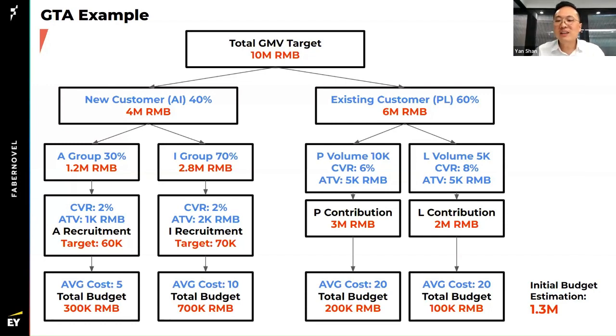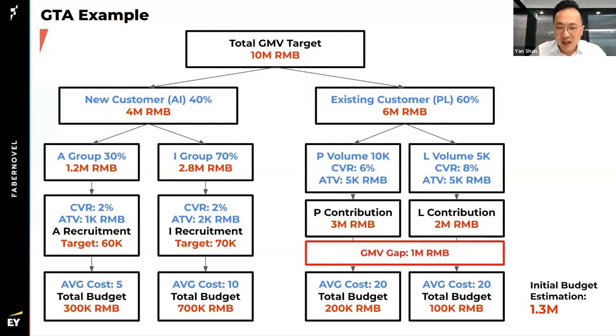So now we add up. By only knowing the total GMV target for this campaign period, or sales period, without having anything else, from the existing data analysis we have an initial budget estimation of 1.3 million RMB. But hang on a minute, if we add 4 million to 3 million and 2 million, the total is only 9 million RMB. It's not reaching the target, which means that if we spend 1.3 million budget on this campaign, we can only achieve 9 million RMB. So we have a GMV gap of 1 million RMB. So what do we do with it?